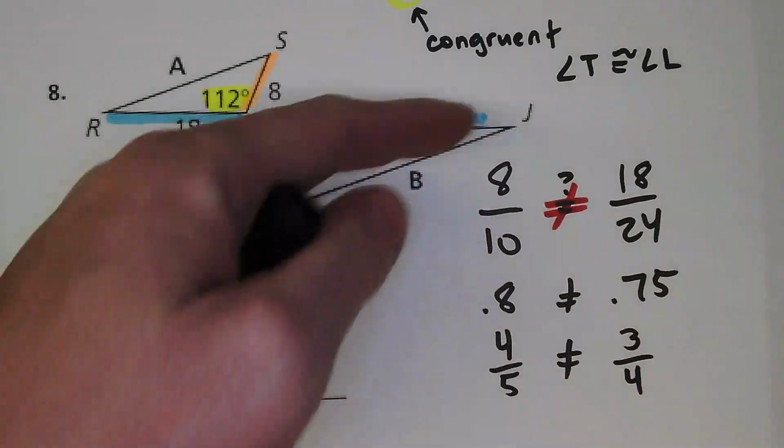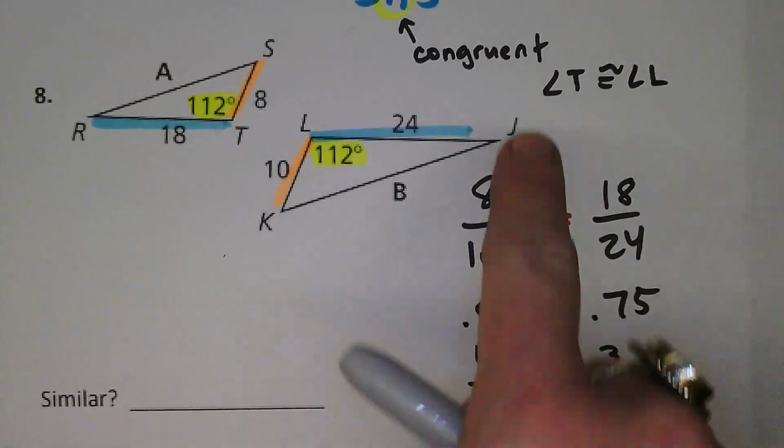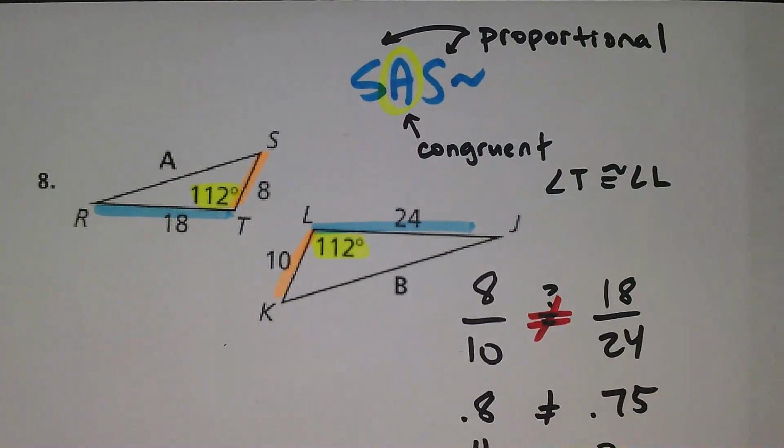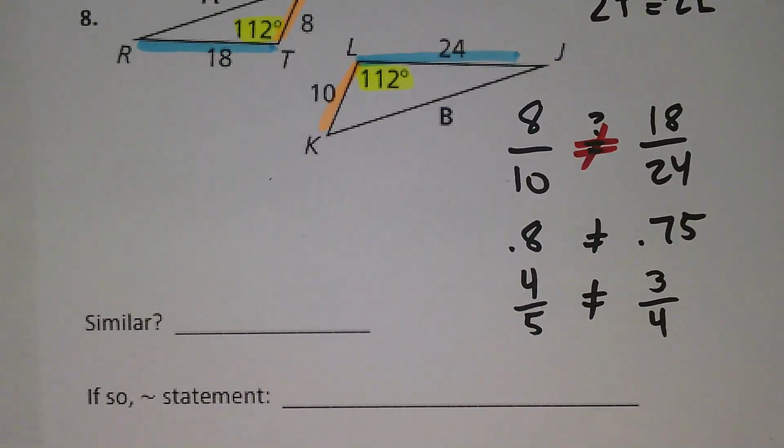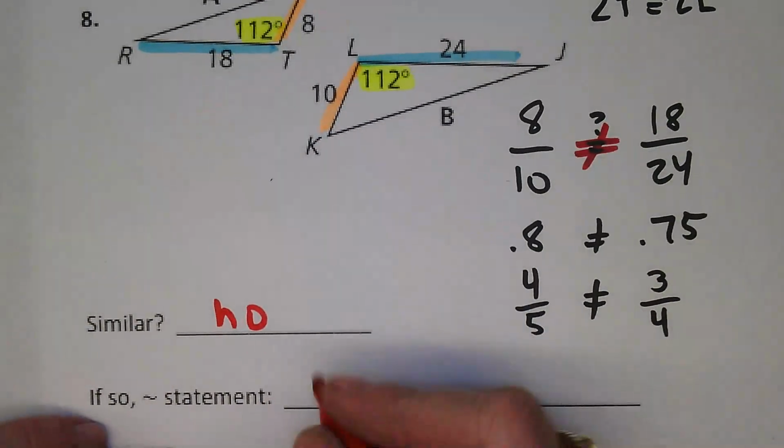So I have multiple different ways to tell me: the cross products are not the same, the decimal equivalents are not the same, the simplified fractions are not the same. These are not a proportion. Those sides are not proportional. So my answer here is no. And because they are not proportional, I cannot write a similarity statement.